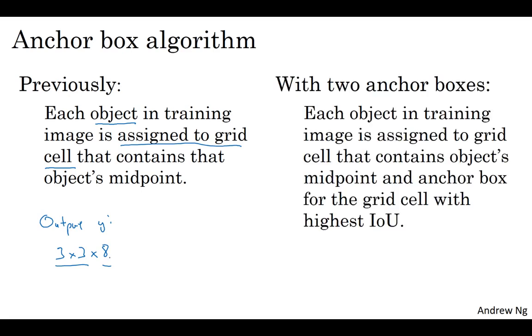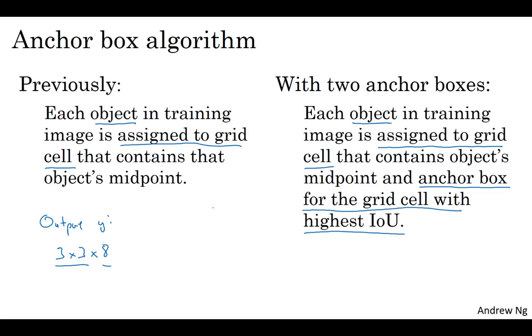With the anchor box, you now do the following. Now, each object is assigned to the same grid cell as before, the grid cell that contains that object's midpoint, but it's assigned to a grid cell and anchor box with the highest IOU with the object's shape. So you have 2 anchor boxes. You would take an object and see.